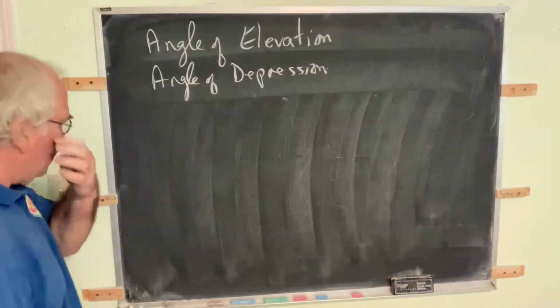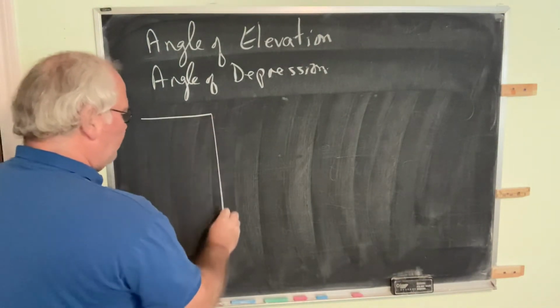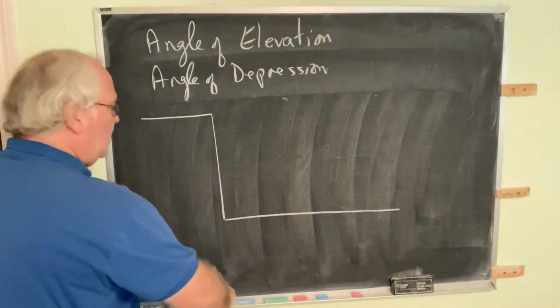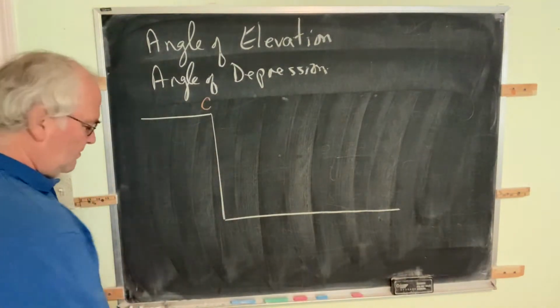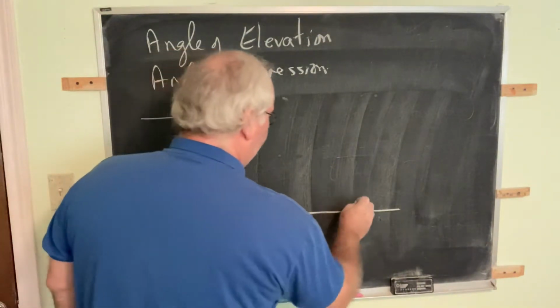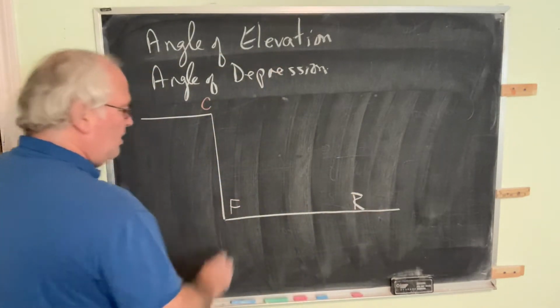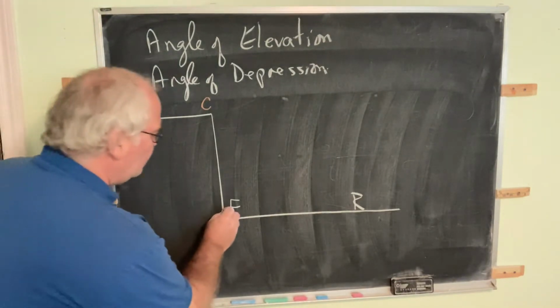Now, let us suppose that we have a vertical cliff and the desert floor. Let us suppose up here we have the coyote. Let's suppose down here we have the roadrunner. And let's suppose down here we have the food, the bowl of food. All right? Let's assume this is a right angle.